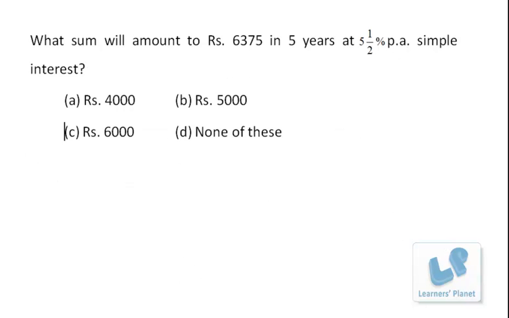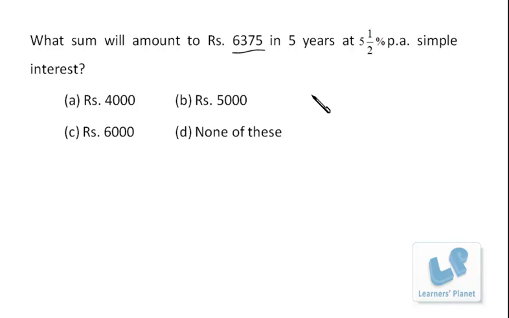Now let's try this problem, and you want to take paper and pen to solve it. You also try. What sum will amount to rupees 6375 in 5 years at 5.5% per annum simple interest? See, 5.5% per annum simple interest. That means every year 5.5% is adding to the principal. So in 5 years, 5 times 5.5% will be added. That is 5 into 5.5, that is 27.5%. So on the principal, 27.5% will be added, and the final amount is 6375.